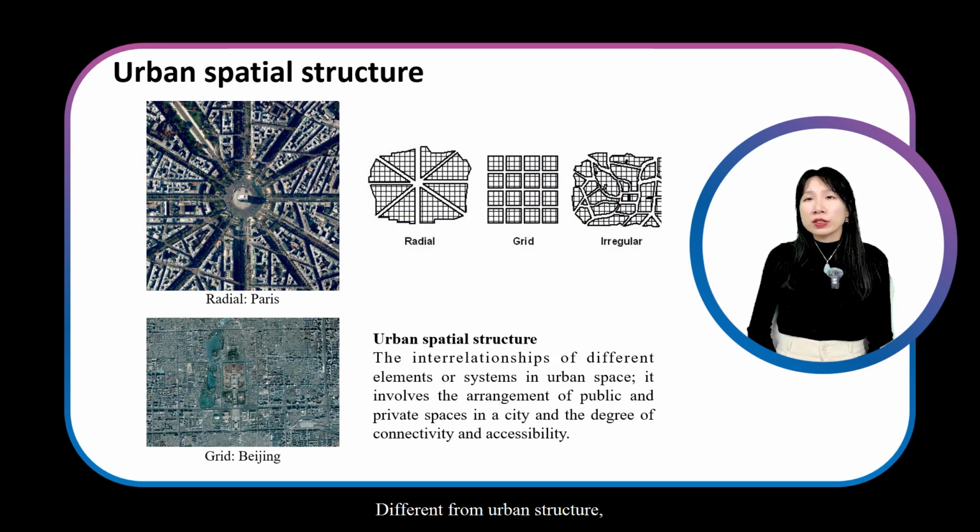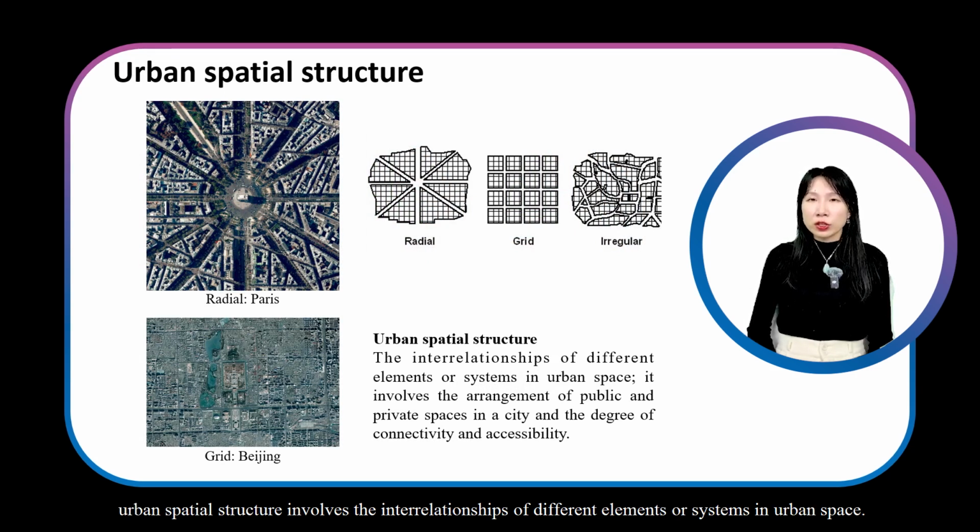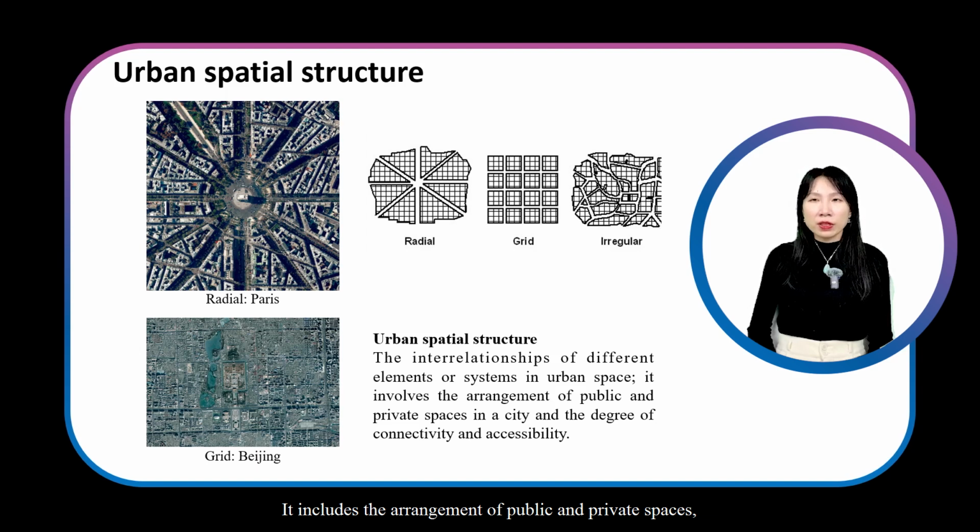Different from urban structure, urban spatial structure involves the interrelationship of different elements or systems in urban space. It includes the arrangement of public and private spaces, as well as connectivity and accessibility within a city. Common urban spatial structures include radial and grid patterns.